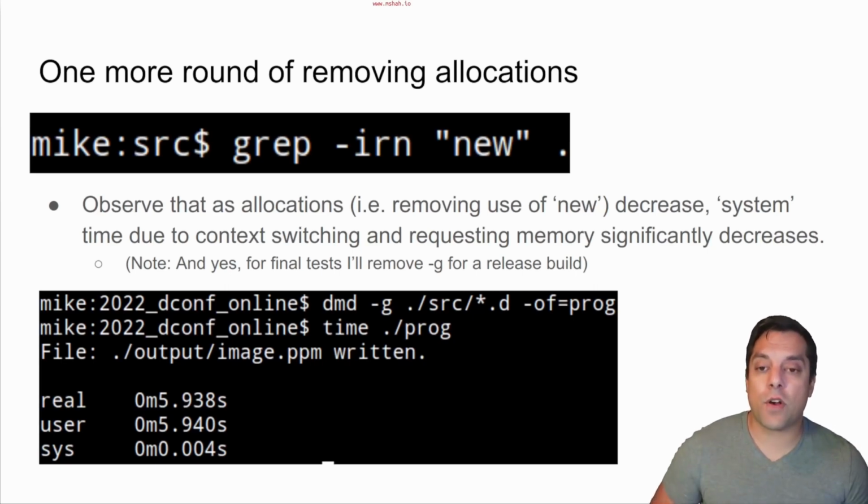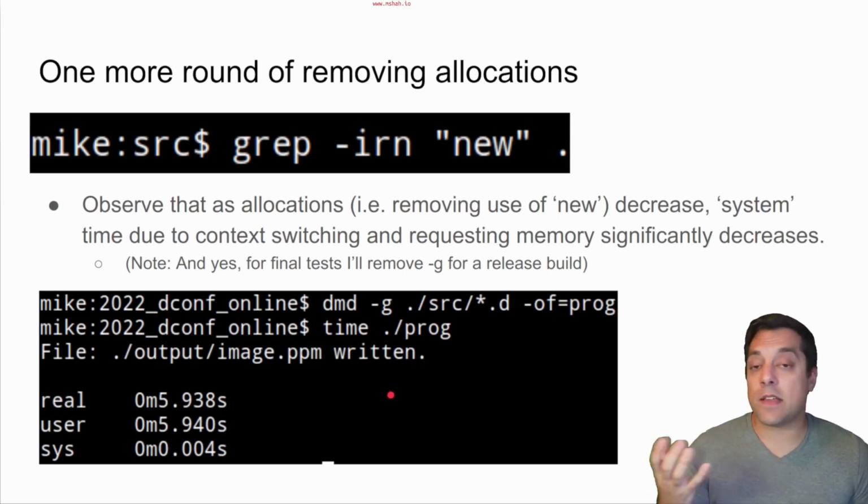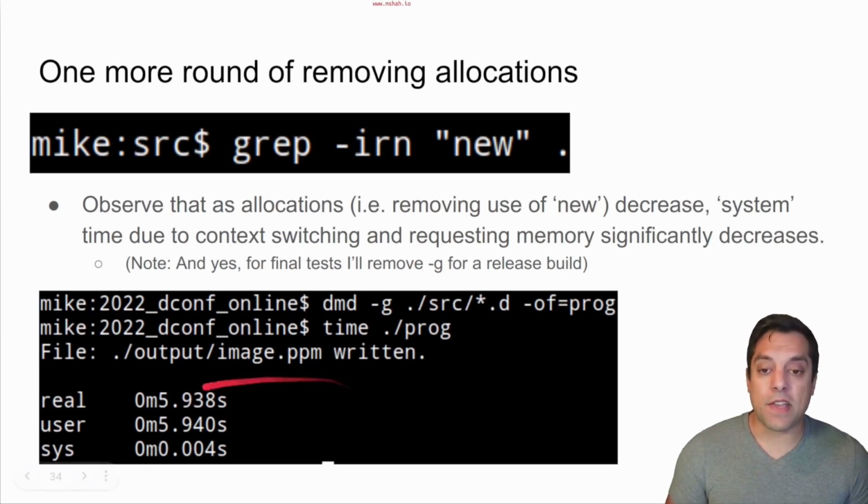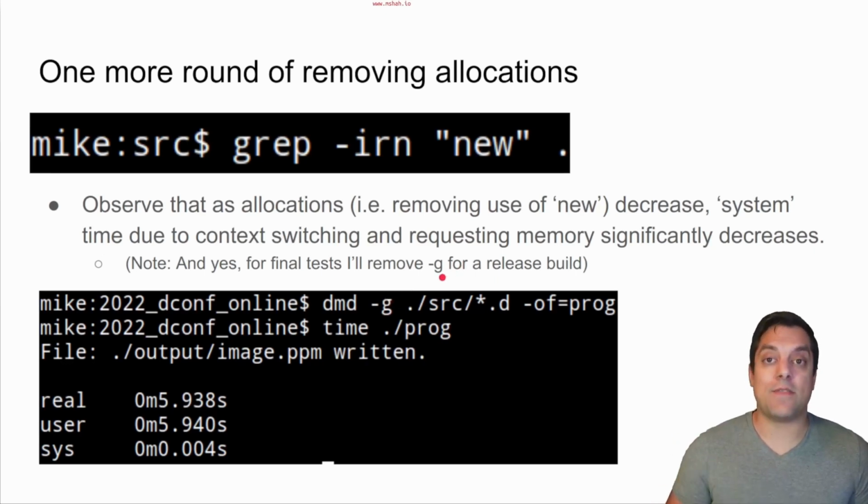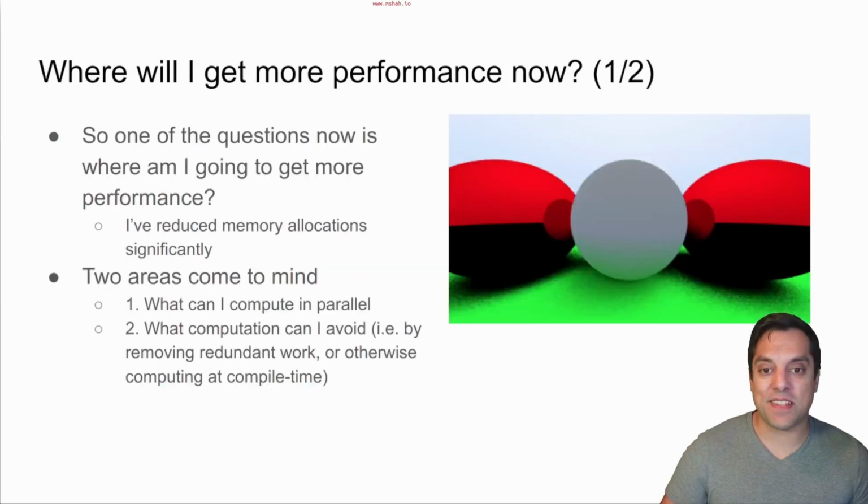So after one more round of this, removing anything that shouldn't have been a class and refactoring it into a struct and removing heap allocations, we're down to just under 6 seconds for our process. And as I mentioned, eventually I'll get rid of this -G flag, and we'll even see that when we're not doing debug builds, we can get even more performance here. So now we're at a really reasonable iteration speed for designing some scenes with our ray tracer. So let's go ahead and continue on.